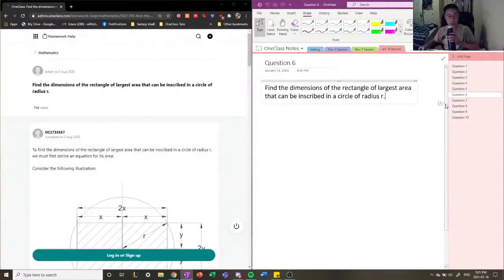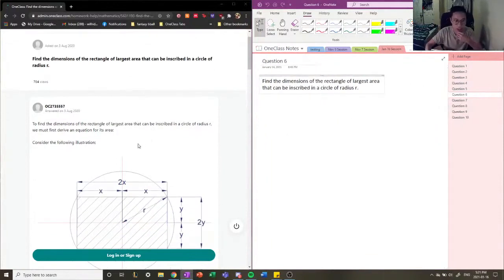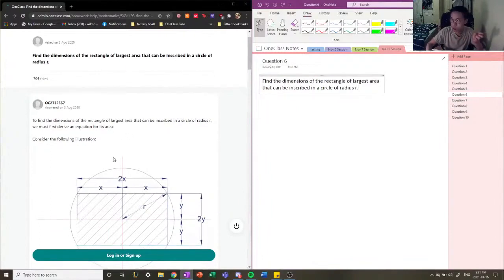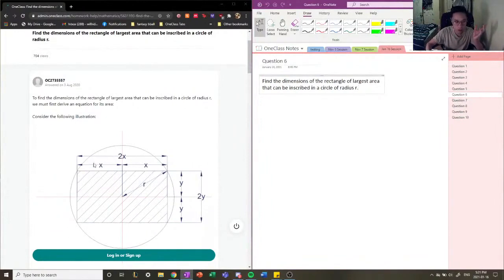So the next question asks us to find the dimensions of the rectangle of the largest area that can be inscribed in a circle of radius r. What does it mean for a rectangle to be inscribed within a circle of radius r? Imagine that we had a circle with radius r here. It means that the rectangle is inscribed if the rectangle is within the circle. That's what is meant by inscribed.